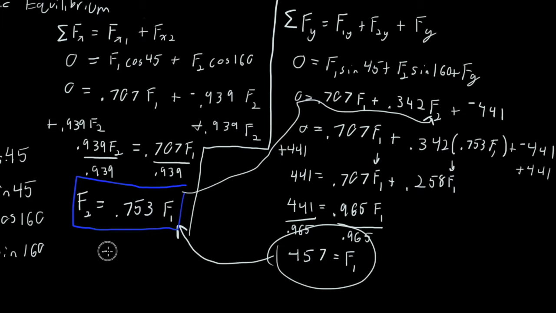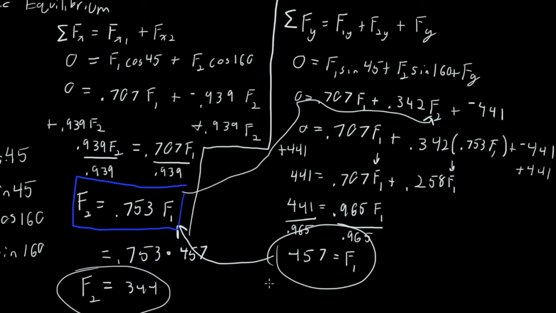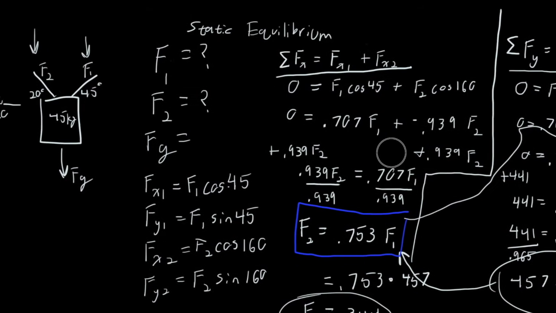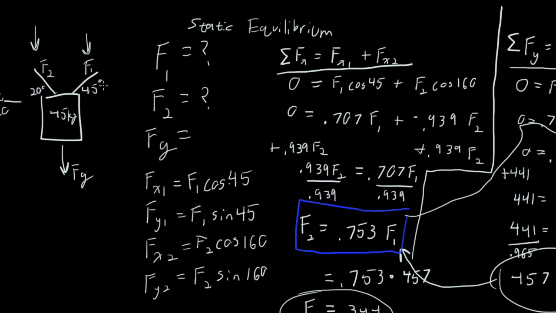And so when I take 0.753 times 457, I get 344. And so now I have found the value of both F1 and F2. We were able to do that by creating two individual equations: one that was my equilibrium of forces in x, and one that was my equilibrium of forces in y. And when I do that, I can then take one equation and substitute it in for the other one in order to solve for both of these unknowns.